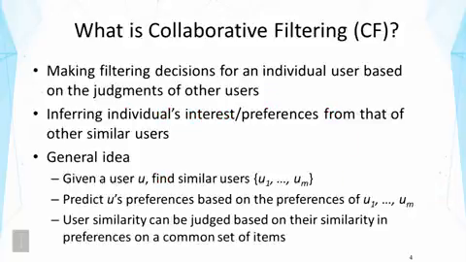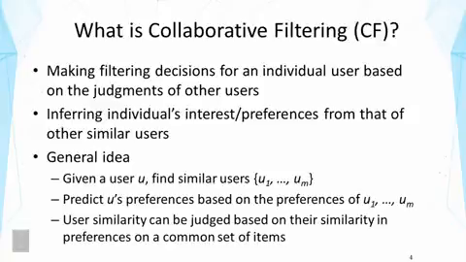So first, what is collaborative filtering? It is to make filtering decisions for an individual user based on the judgment of other users. And that is to say, we will infer individuals' interests or preferences from that of other similar users. So the general idea is the following. Given a user U, we're going to first find the similar users, U1 through UM, and then we're going to predict the U's preferences based on the preferences of these similar users, U1 through UM.